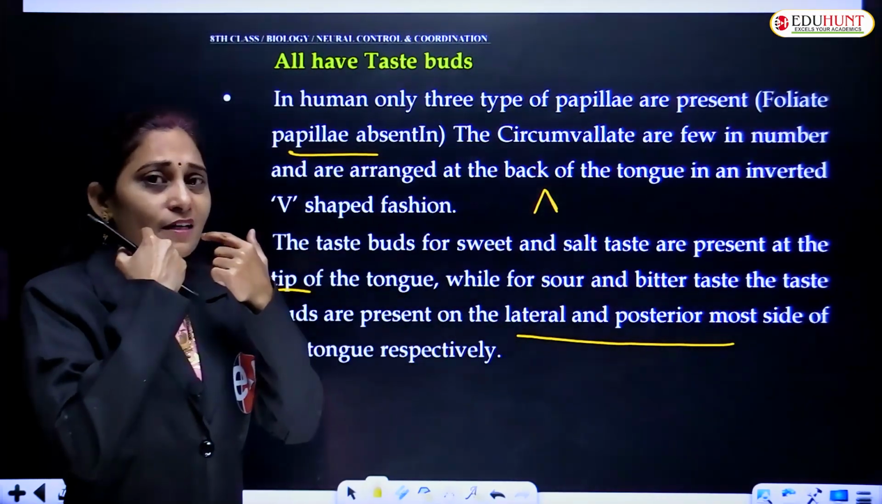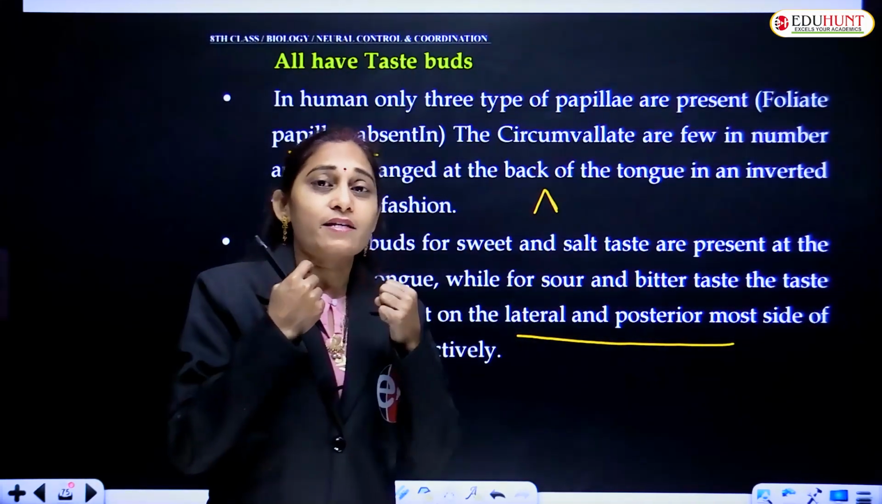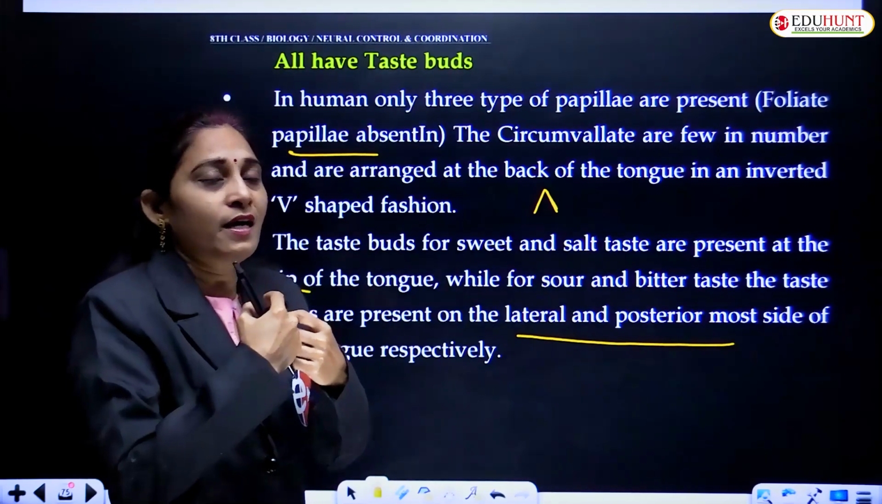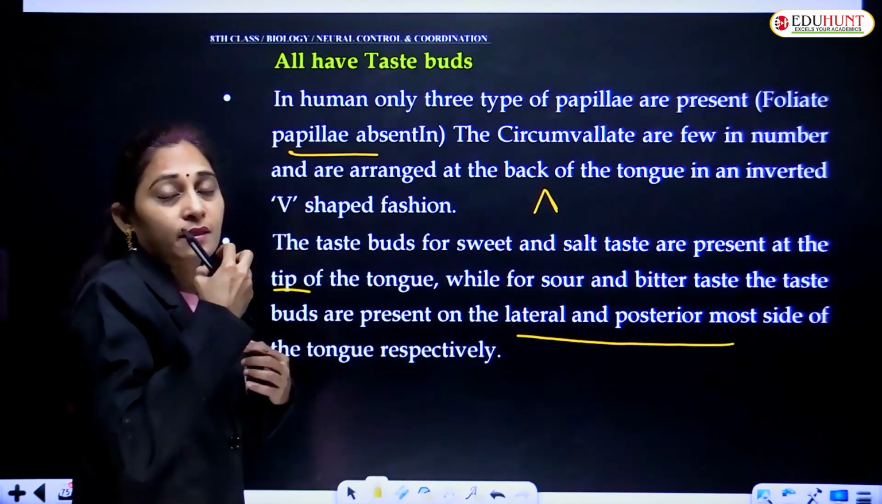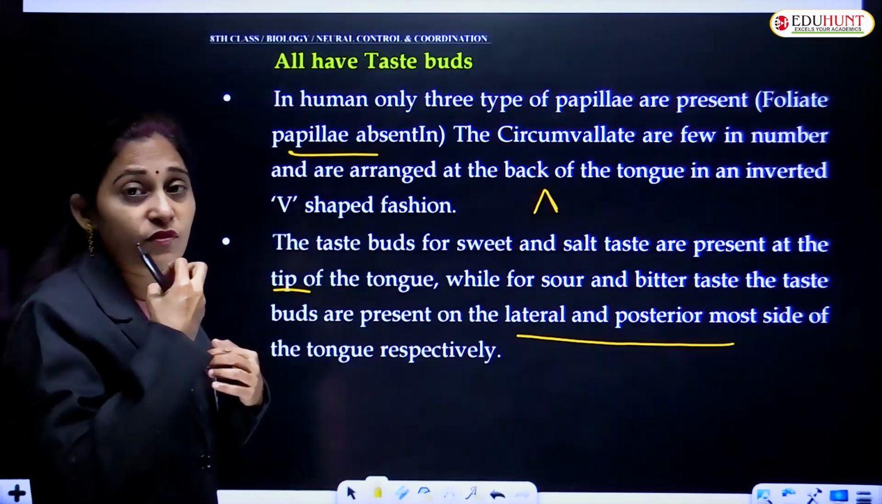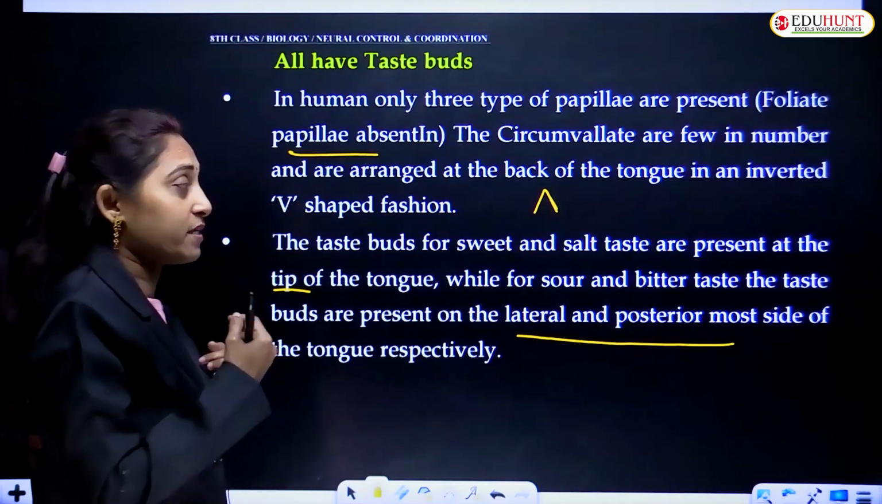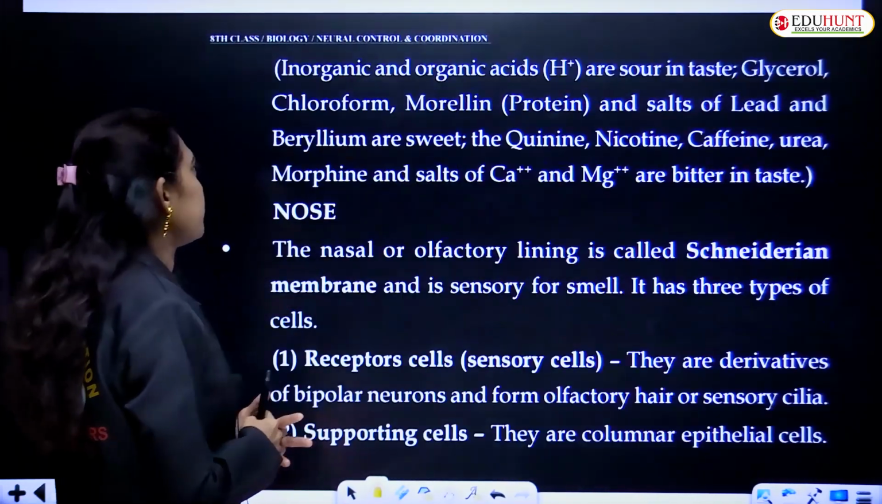Especially the sour taste: the taste buds that recognize the sour taste are present at the lateral side of the tongue. And the next type, bitter: the taste buds responsible for identification of the bitter taste are present at the posterior side of the tongue.